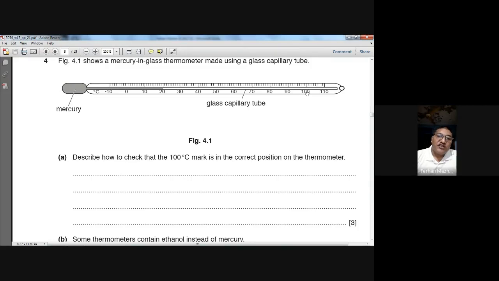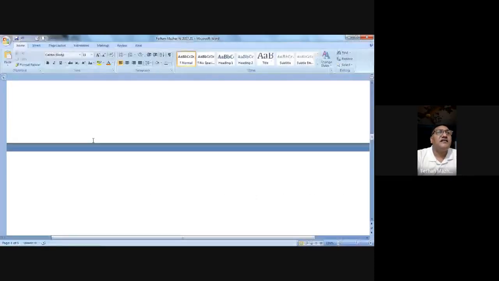it will show that the 100 degree centigrade mark is in the correct position. If that thread of the mercury remains below that 100 degree centigrade mark on the thermometer, or it goes above that 100 degree centigrade mark when you put it in the steam of the boiling water, then it will show that the mark was not correctly placed. I have written this answer also on a paper. Let me show you that.